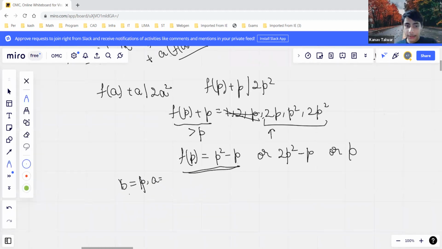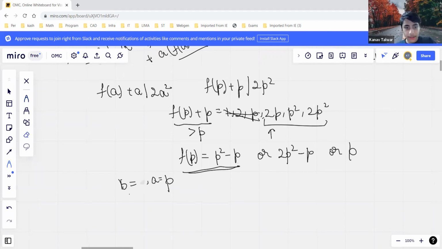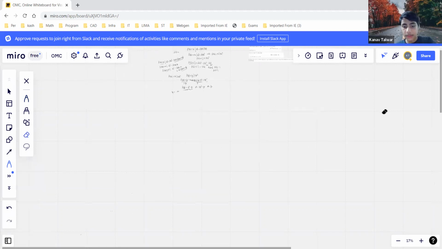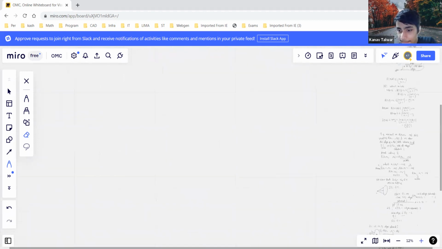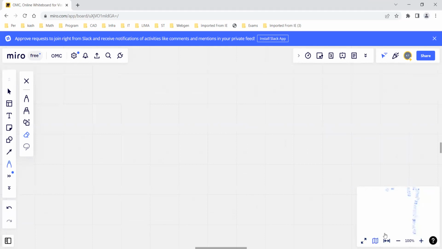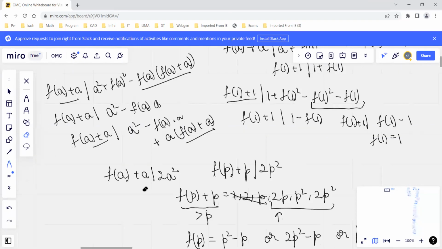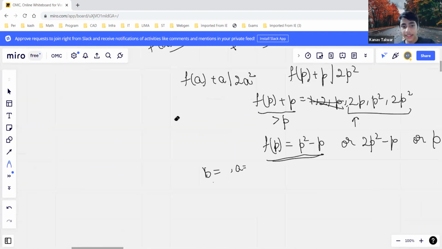You want to put b equal to 1 and a equal to p? Other way around. Okay, sure, I'll do it the other way around. So other way around, we want to put b equal to p and a equal to 1. So let's see what happens.